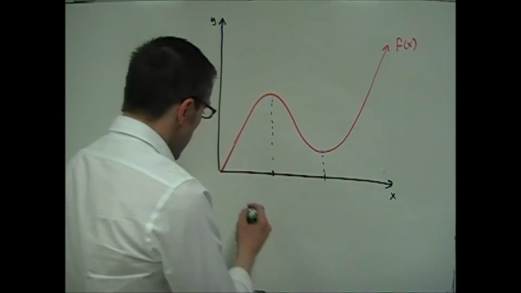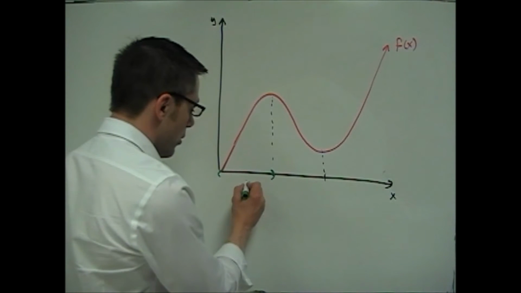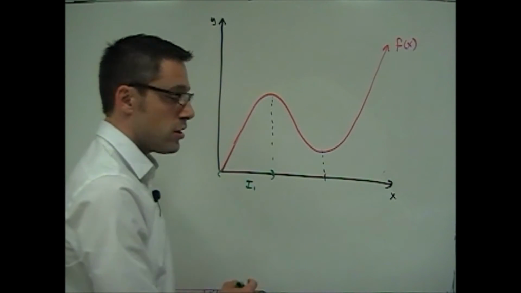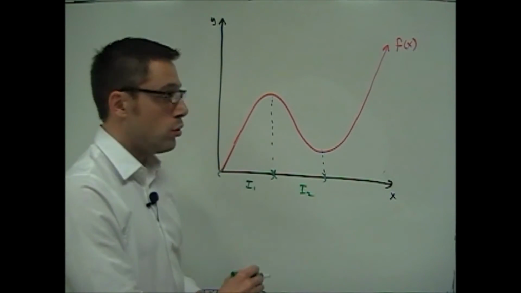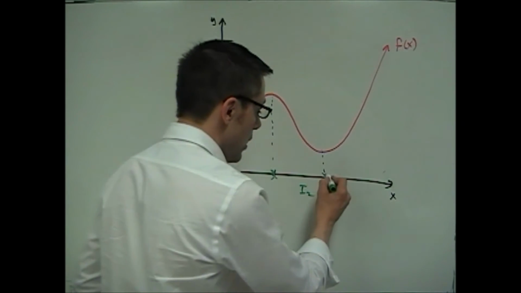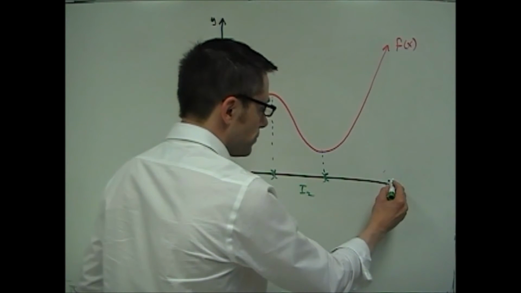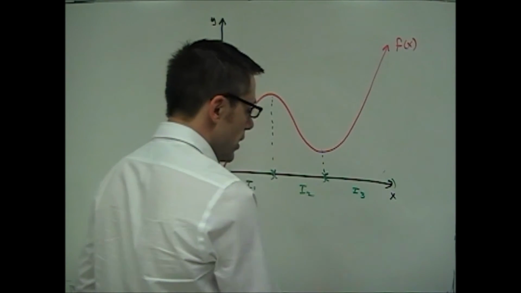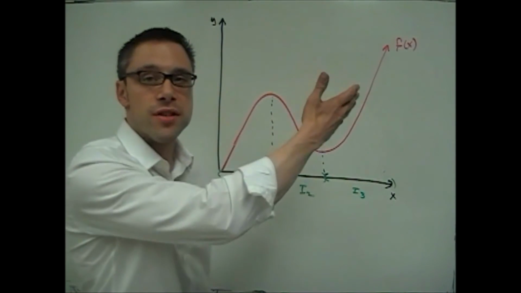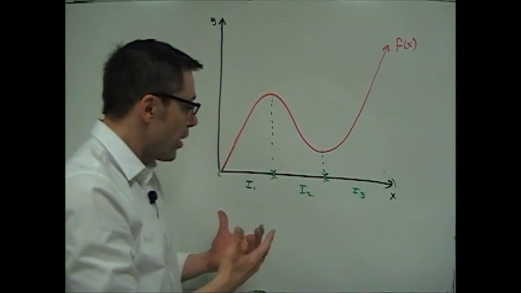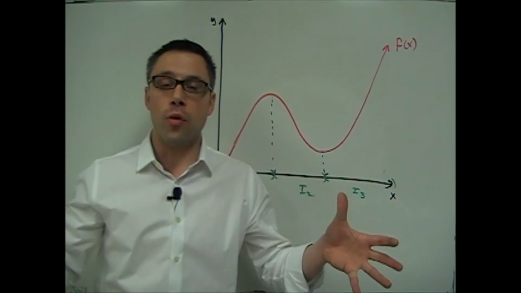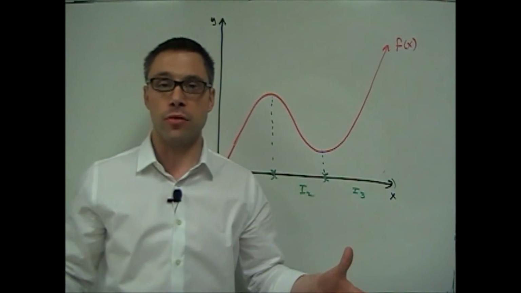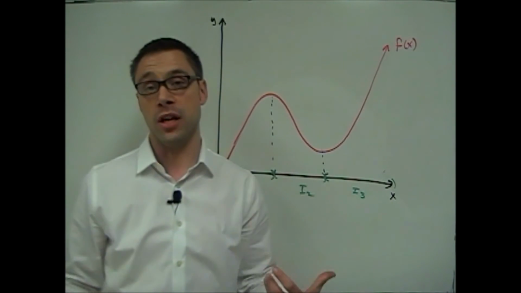In particular, here's an interval right here, maybe I'll call it I1, where the function is increasing. Here's another interval, I call it interval I2, where the function is definitely decreasing. And I look at another interval here, I3, where the function is again increasing. So again, we characterize a function by the intervals over which it is increasing and decreasing. That's what we mean by a function being increasing or decreasing.